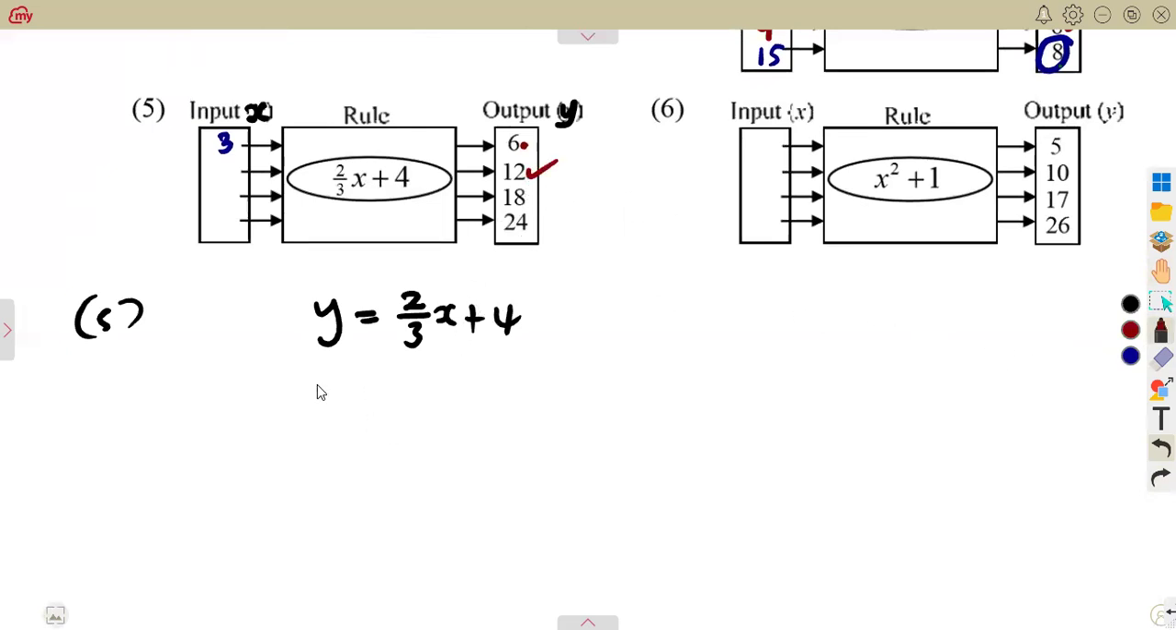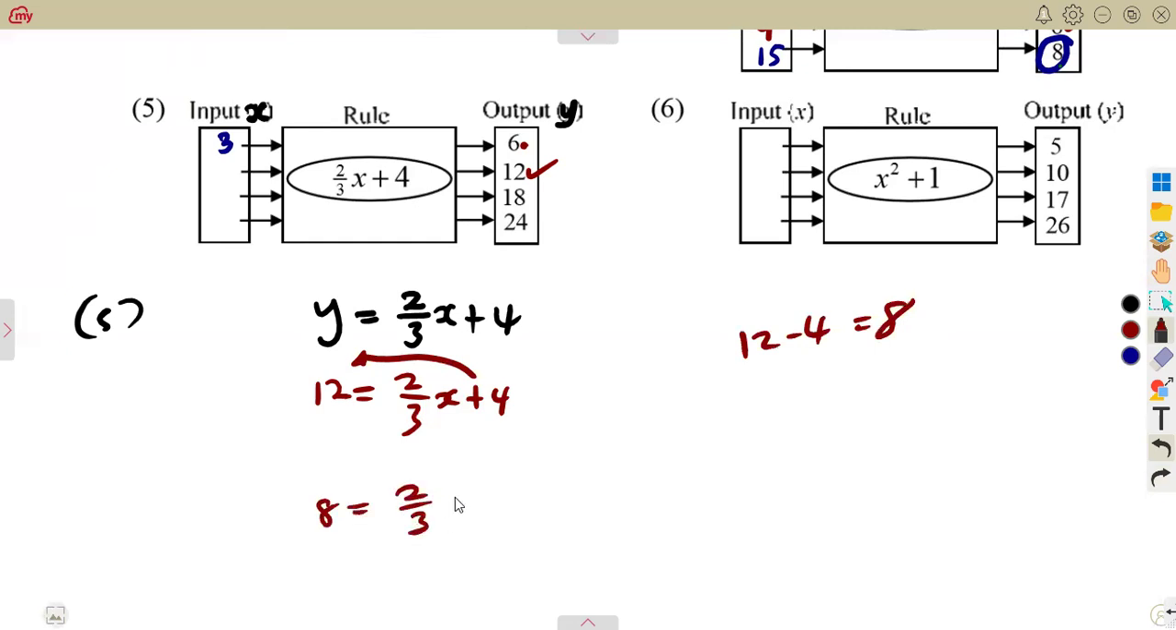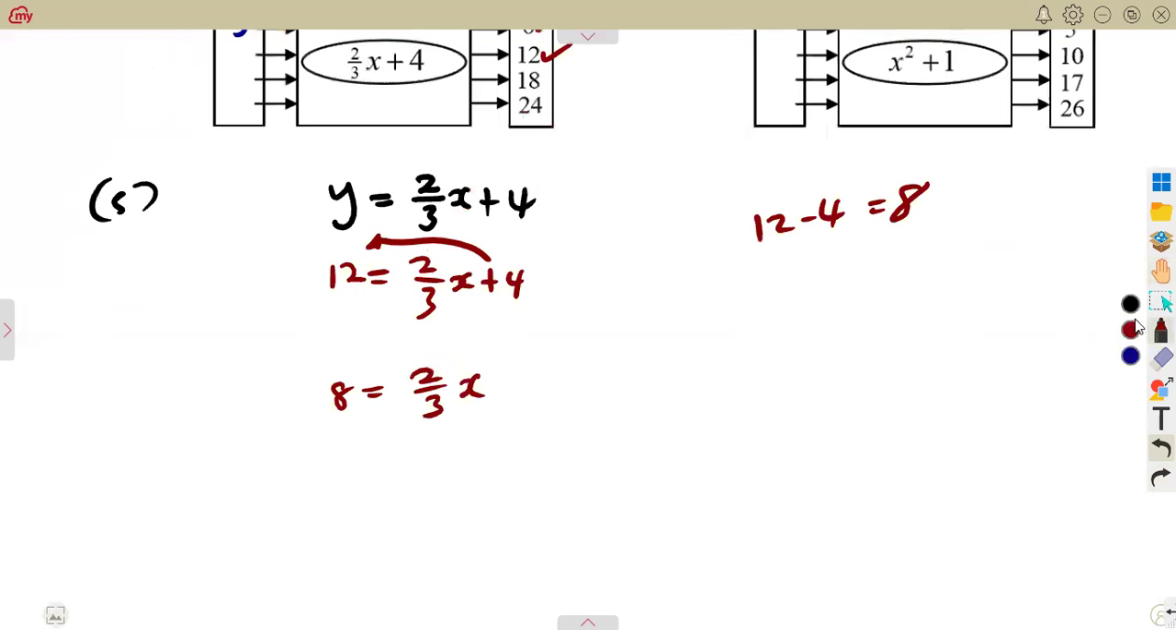When y is 12, you do the same thing. 12 is equal to 2 over 3x plus 4. Take this 4 to the other side. It's going to be a minus. 12 minus 4, that's 8. So that is 8 is equal to 2 over 3x. So it's going to depend on how you're going to do it. Divide, or you are going to multiply by the reciprocal, by the multiplicative inverse. It is up to you guys. But this was going to give us a 12. 8 divided by 2 over 3, that's a 12.